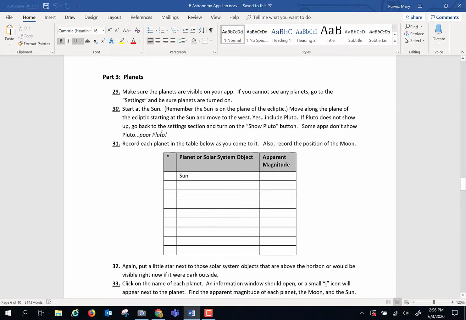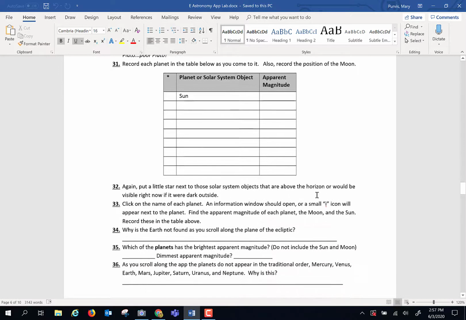The planets, same sort of thing. Include Pluto, don't include Pluto, that's kind of up to you. Some apps require that you turn the Pluto button on to include it. I just still like Pluto, so I like to include it.